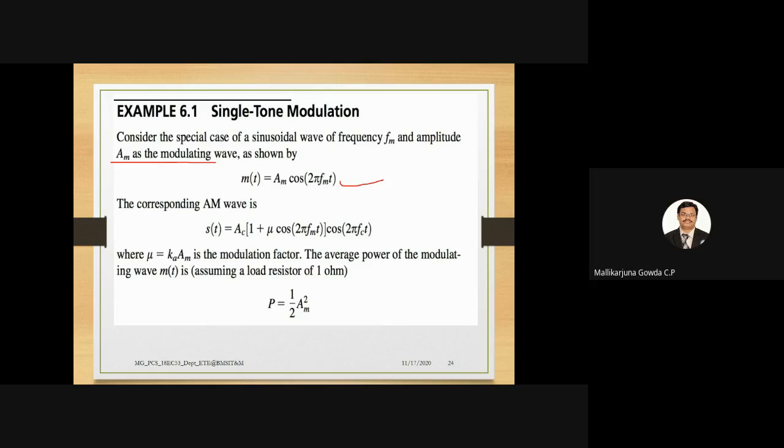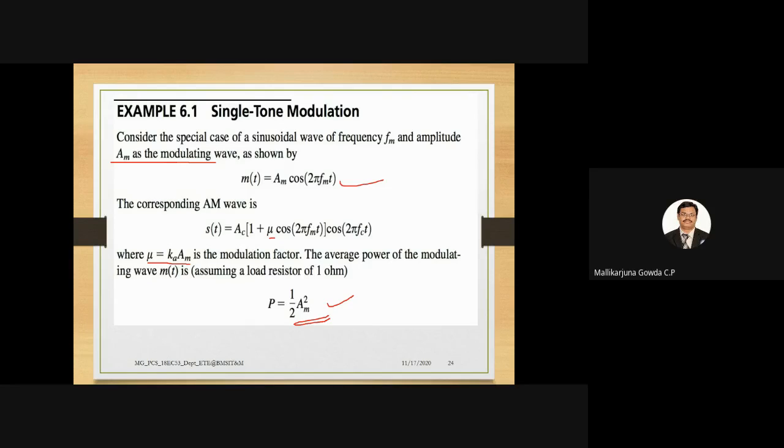Then how do I define s of t? Ac of 1 plus mu cosine of 2 pi fm t, into cos of 2 pi fc t. We all know this expression, where mu is the modulation index and mu equals Ka into Am. Then we know how to find the average power of the modulating signal. The average power will be Am by root 2 whole squared, which means Am squared by 2. This is the average power of the message signal.